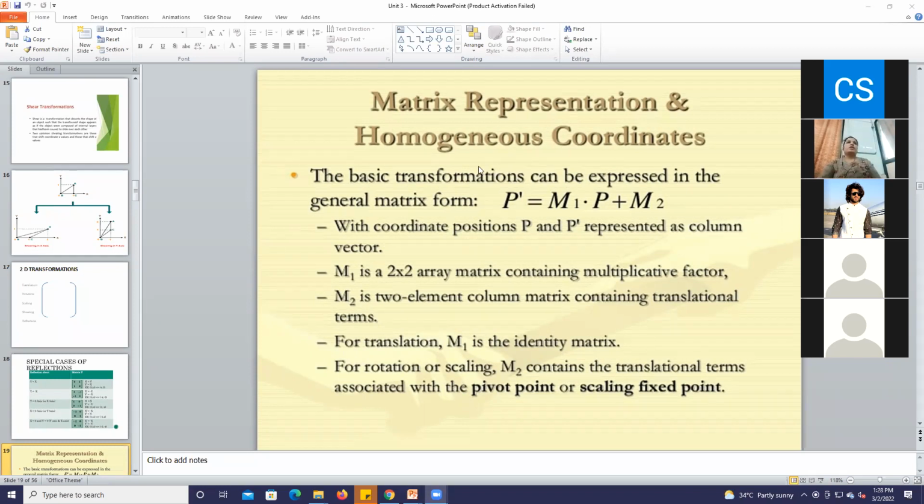Okay. So here is the homogeneous coordinate system. So why there is need of homogeneous coordinate system, that we will discuss. So homogeneous coordinate system is nothing but we are going to have the addition of one row and one column in the two-dimensional or three-dimensional things.